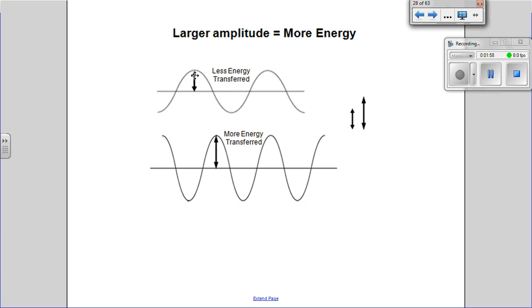Well, this particular picture shows me here, if I compared it to the second picture, that this one is going to have a lower amplitude or has less energy because it has a lower amplitude. And then this one would be carrying more energy because it has a larger amplitude. So we can see here in these pictures how that part of the wave, which we call the amplitude, affects how much energy that wave is carrying.